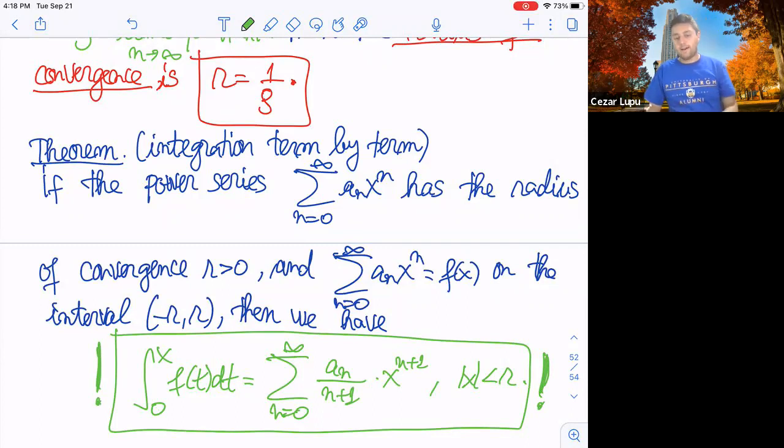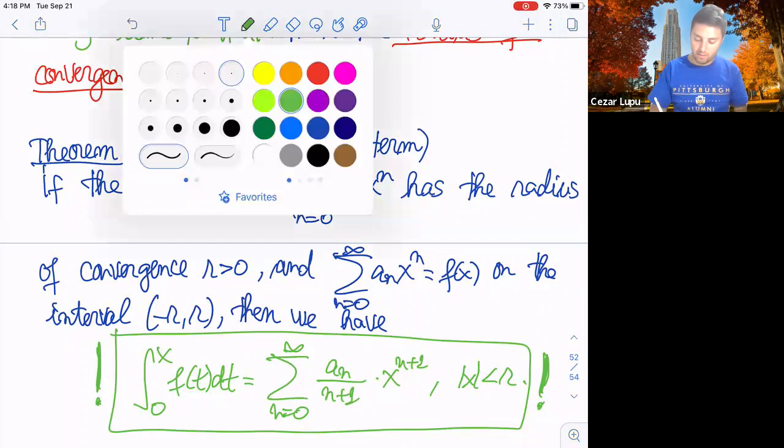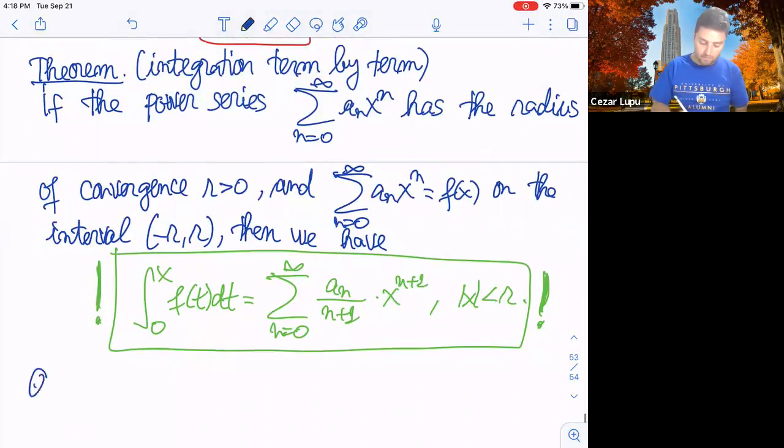But now, all right, we can integrate term by term, but there's an important question that we could ask here: under what conditions can we write a function as a power series?